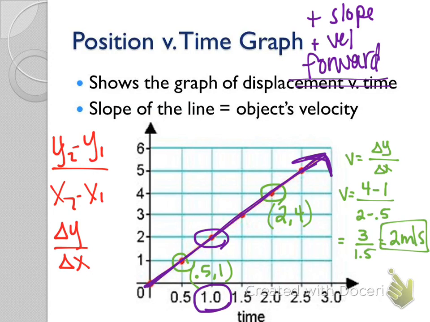You might want to put that in your notes as well. Positive velocity, positive position, right? I'm moving forward. You can see from that graph. So positive slope equals positive velocity, which means I'm moving in the forward direction.